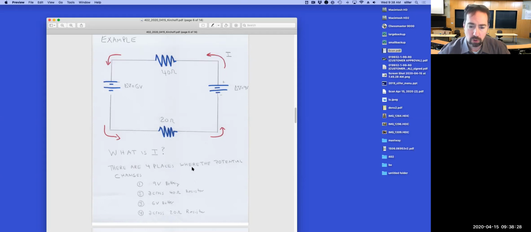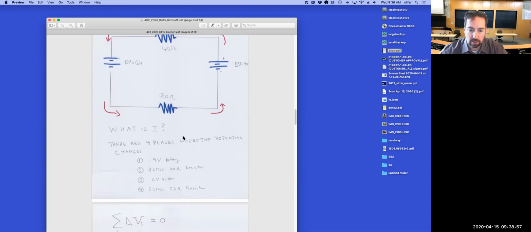So there are 4 places where the potential changes here. This is a direct application of the loop law. So what I'm going to do is increase by 9 volts here. I have a drop across this 40 ohm resistor along the current flow. I have a change of 6 volts from this battery, and then I have another potential drop as I go through this 20 ohm resistor.